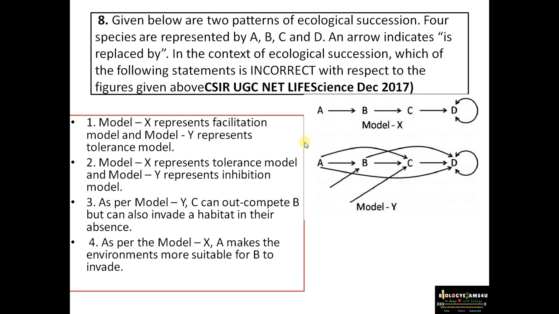There are three types of models regarding ecological succession, and the incorrect statement among these is: Model X represents tolerance model and Model Y represents inhibition model. This is actually wrong, because Model X is a facilitation model. The species A will make conditions suitable for the growth of species B, facilitating the next species. And this Y model is the tolerance model. All organisms have an equal chance, and the one which tolerates the environment best will be selected to survive.